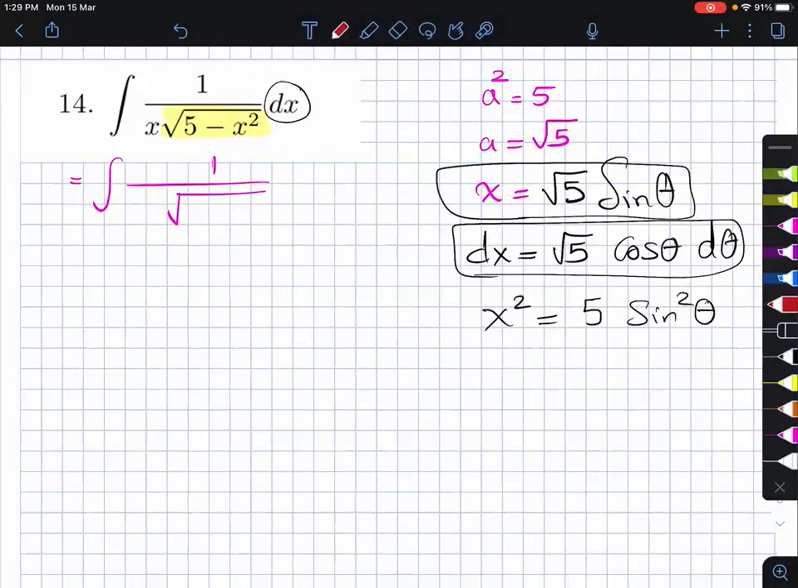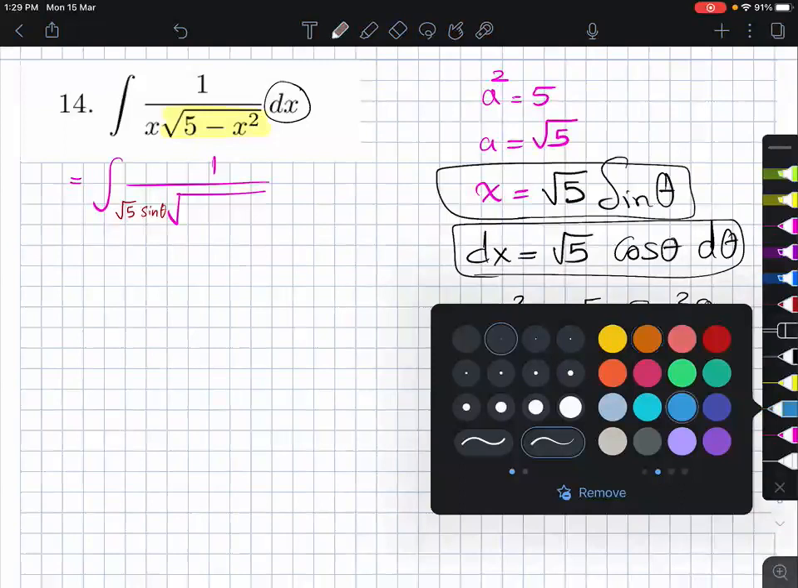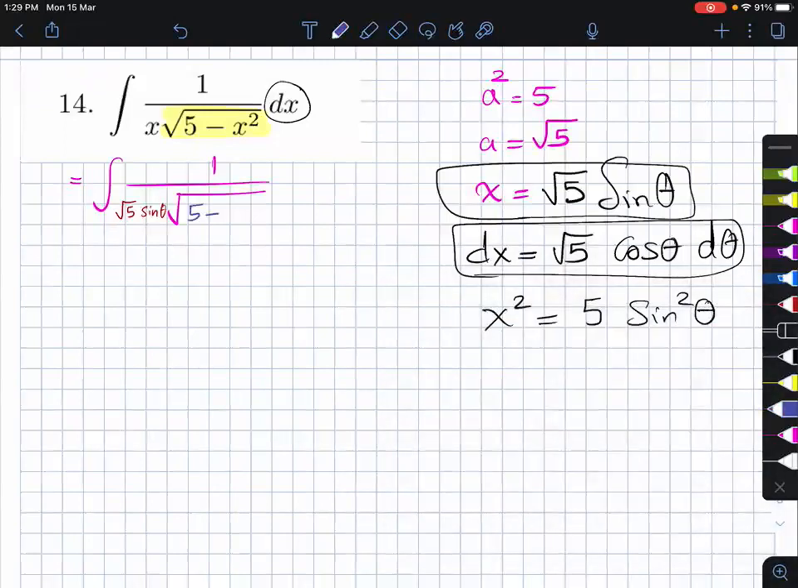Okay, guys, let's substitute in the question. 1 over the x, and the x now is radical 5 sine theta, and inside we have 5 minus 5 sine squared theta. Now take 5 as common factor. We still have dx, and dx is radical 5 cosine theta d theta.